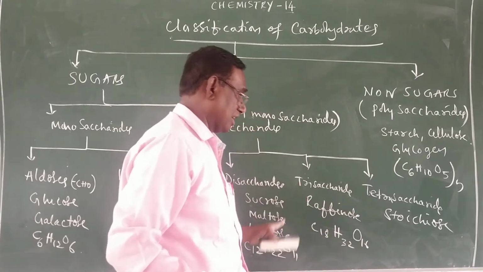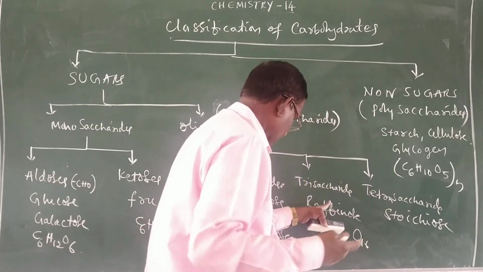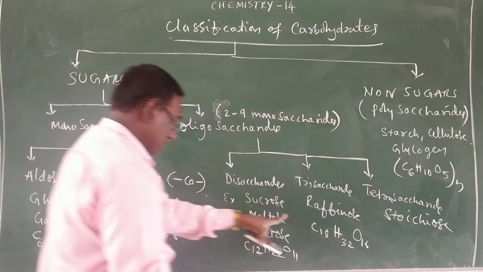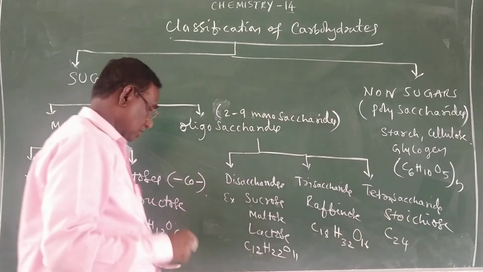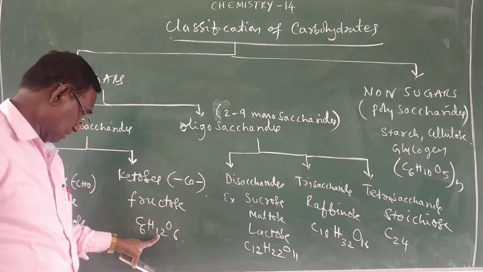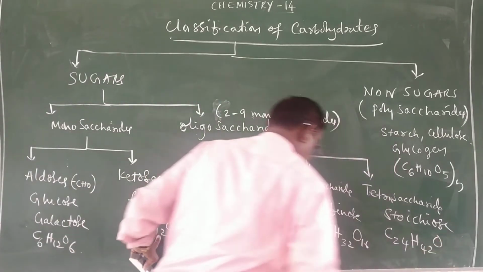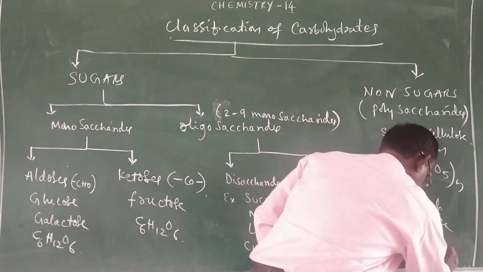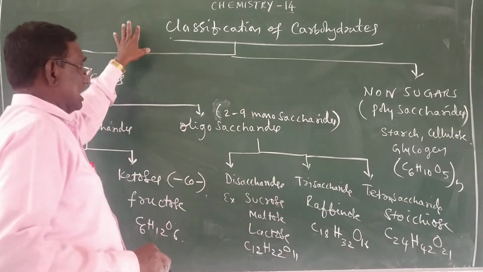This is raffinose. Stachyose means tetrasaccharide. Tetra means 4. You take trisaccharide plus monosaccharide, and you will get 4. So C18 plus C6 is C24. H: 32 plus 12 is 44, minus 2 is 42. O: 16 plus 6 is 22, minus 1 is 21. So this is the formula for stachyose.